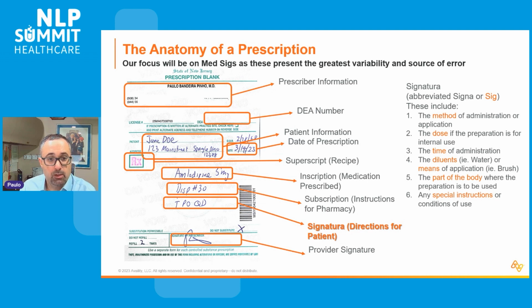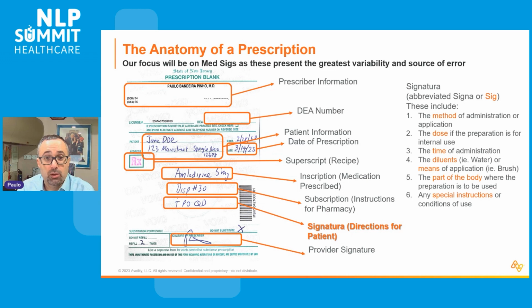And then you see the signatura, which is the directions for the patient that I've highlighted. This is the med-sig that we're talking about. And then you see the provider signature, which is actually at the bottom, and that's my signature. So the signatura contains a couple of key pieces of information. It's abbreviated signa or SIG.